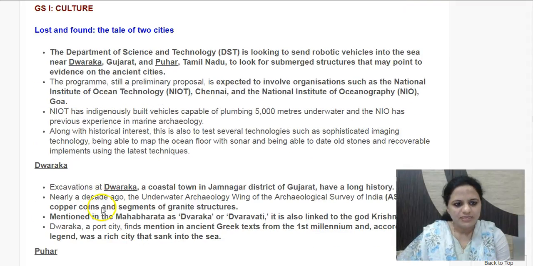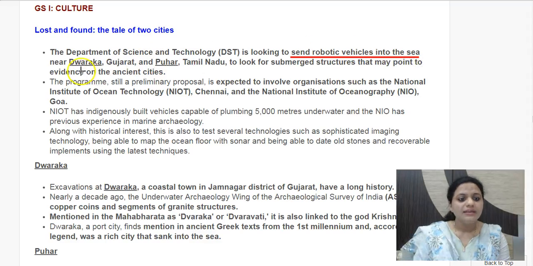Then the next news item is Lost and Found, the tale of 2 cities. The Department of Science and Technology has now undertaken a project in which they will send robotic vehicles into the sea near Dwarka in Gujarat and Puhar in Tamil Nadu to look for submerged structures that may point to evidence of ancient cities. These are known to be ancient cities, but since they are near the coast, when a new population comes up, the old population is buried underneath. Because it is near the coast, there may be such incidents which may have occurred. That is why archaeological evidence is expected to be found.